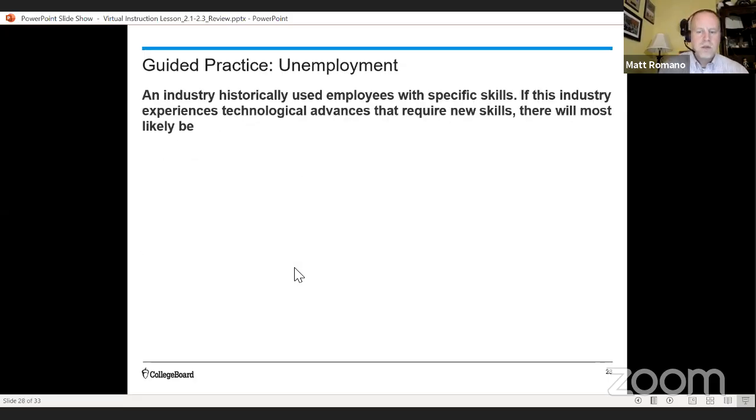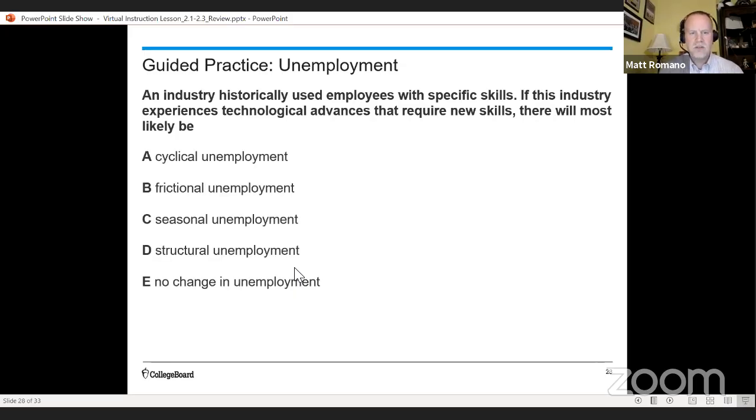A couple more. Industry historically used employees with specific skills. If this industry experiences technological advances that require new skills, there'll most likely be, okay, so you had workers with a skill set that were producing a good. Now their skill set is no longer needed. That's what I'm taking from this. If their skill set is no longer needed, how is that going to affect things?